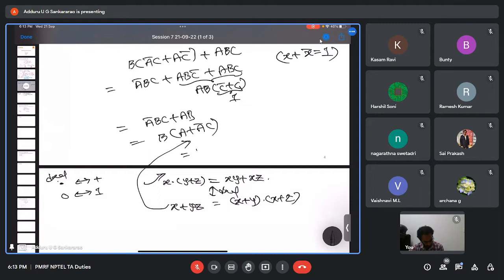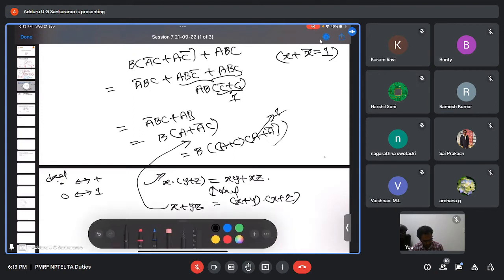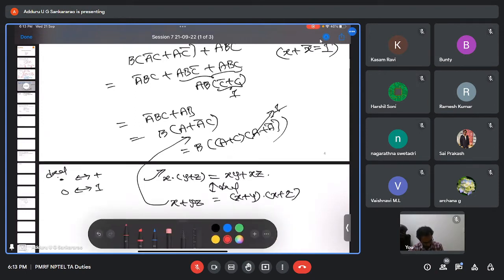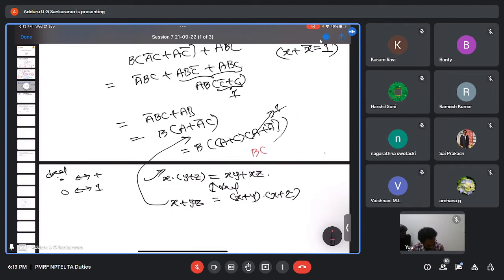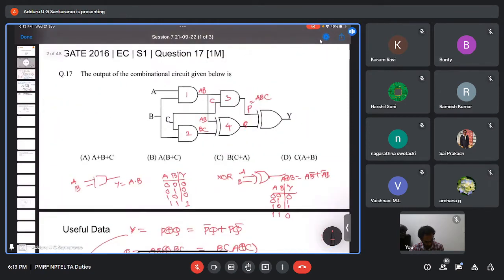So from that what we get is B into A plus C into A plus A bar. So this A plus A bar is 1. So what we get is B into A plus C. So this is the answer. If you see the options, C is the option, B into A plus C. So I did it in this way.